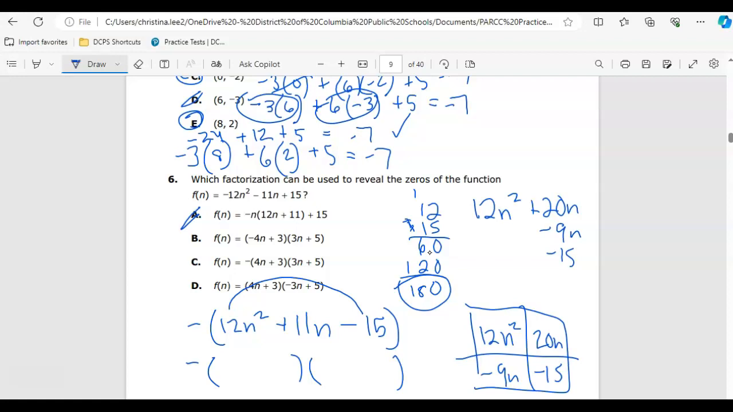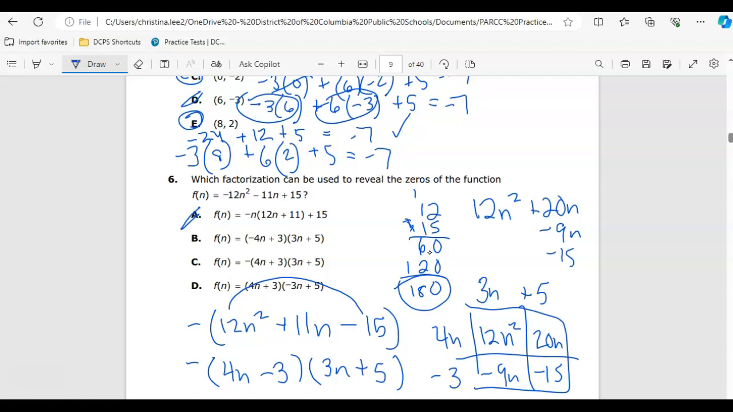All right, so the greatest thing that can come out of here is going to be 3n. And then over here will be plus 5. That means this will be 4n, and this will be minus 3. Okay, so we will have 4n minus 3 and 3n plus 5.